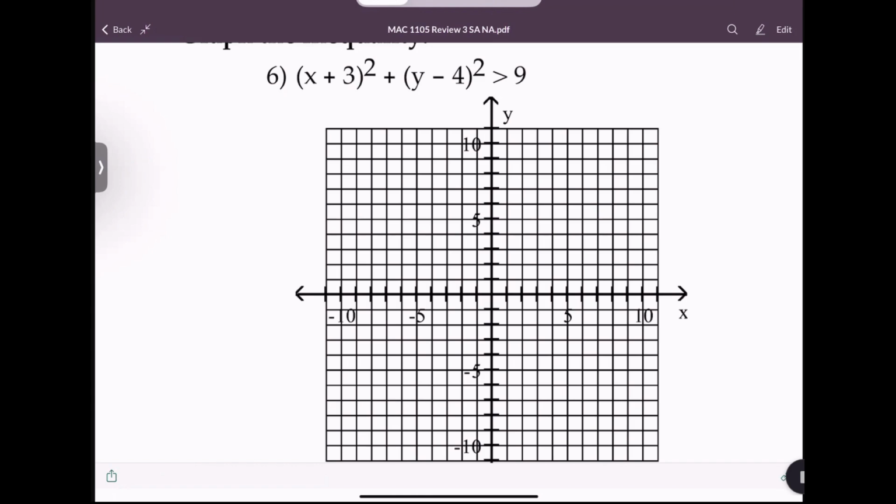Oh, wow. Yeah, Desmos is so hard to use. That's like driving a G-Wagon.